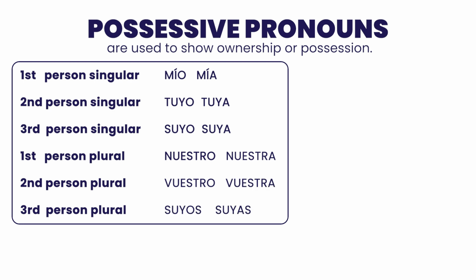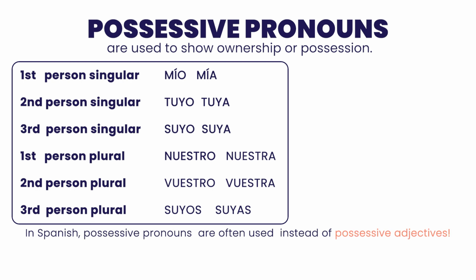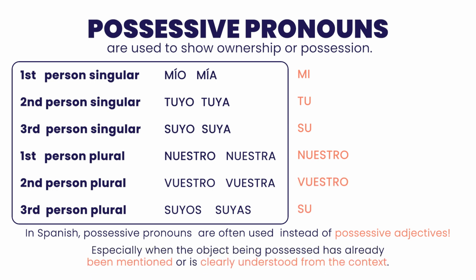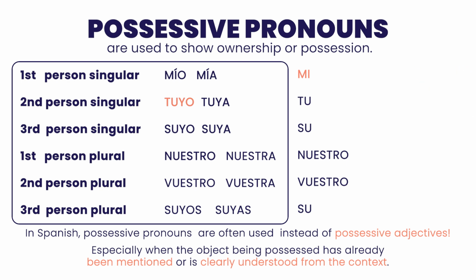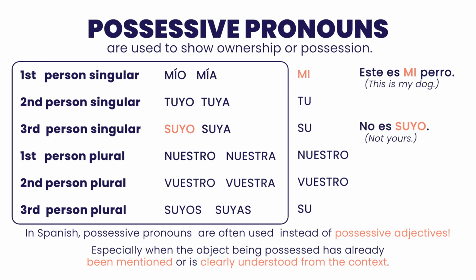Suyos. Suyas. In Spanish, possessive pronouns are often used instead of possessive adjectives: mi, tu, su, nuestro, vuestro, especially when the object being possessed has already been mentioned or is clearly understood from the context. Mi coche es rojo. El tuyo es azul. My car is red. Yours is blue. Este es mi perro, no el suyo. This is my dog, not yours.